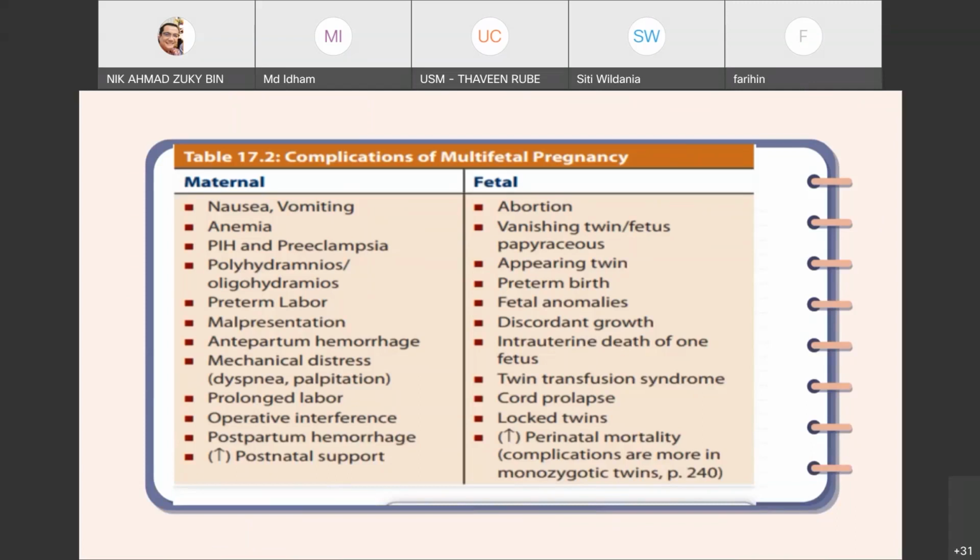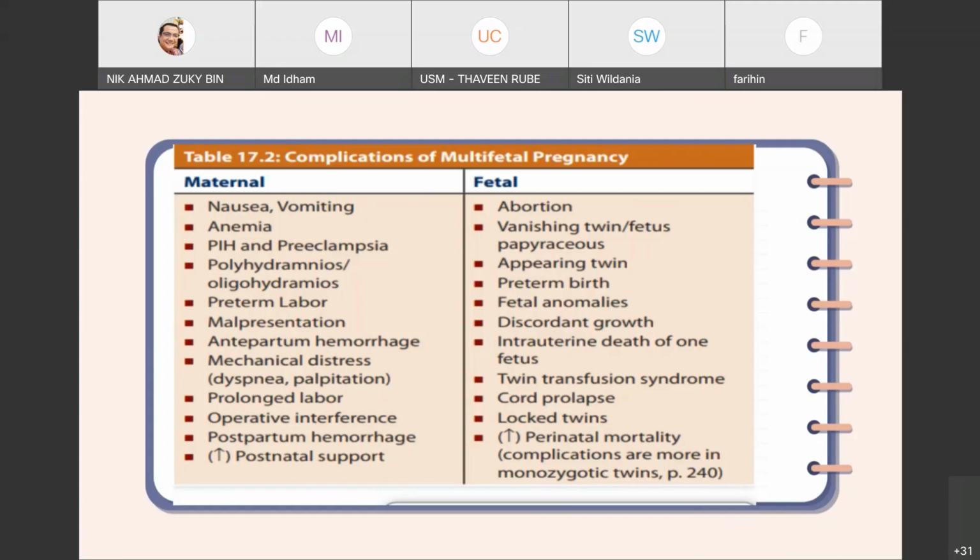Of course, the physiological changes of pregnancy, like increased cardiac output, volume expansion, hemodilution, and weight gain, will be much more increased compared to singleton pregnancy. So the mother will probably experience more nausea and vomiting than in a singleton pregnancy. And then of course anemia, because you have two fetuses, so the need for iron and folate is much higher.